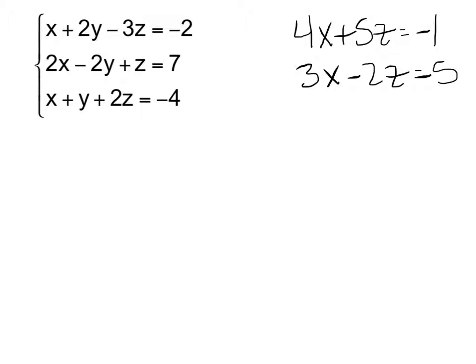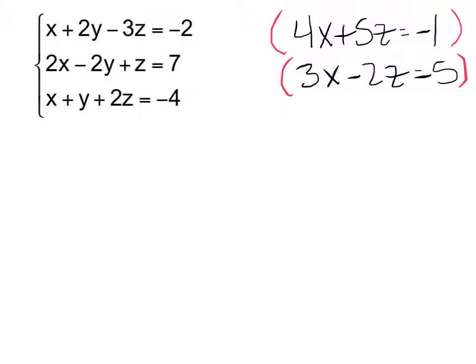Okay, I copied our two systems, the original system and the new system we got. I want to eliminate either x or z from my new system, and to do that I need to find opposites. In this case, 4x and 3x are not opposites. Neither are the 5z and the negative 2z. So I'm going to end up needing to multiply both equations. Since we already have a negative sign with the z's, let's eliminate those.